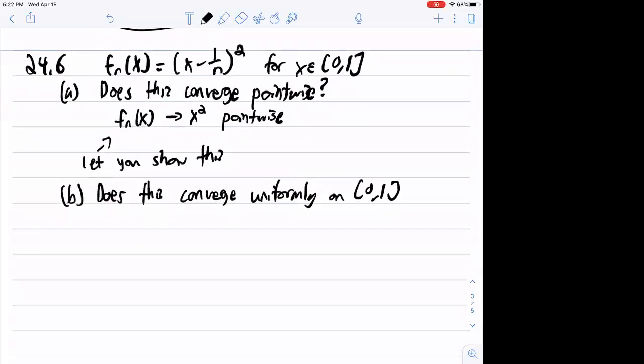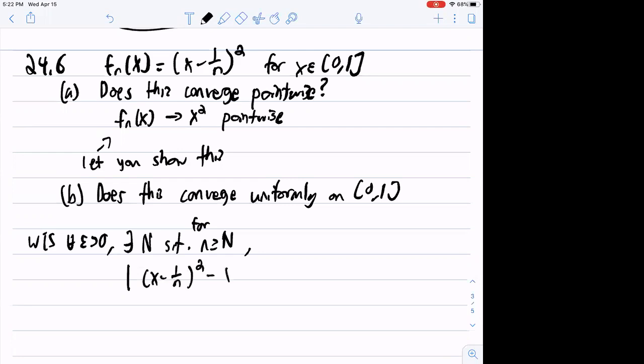Okay, so let's do this. So let's write it out first, right? We want to show for all epsilon bigger than 0, there exists N such that, by the way, when I write capital N, it's a natural number, it's not some irrational thing, so that for n greater than or equal to N, I have f_n(x) minus f(x), right? Before, my f(x) a lot of the time was 0, but in this case it's not. So f_n(x) minus x squared is less than epsilon, right?